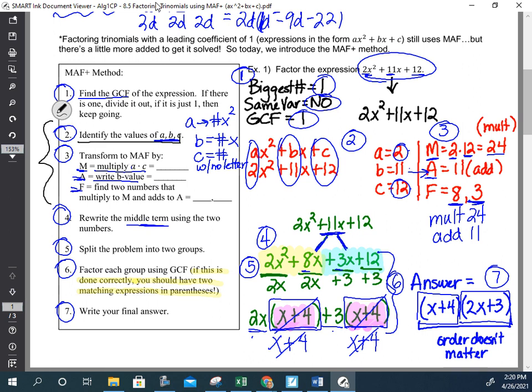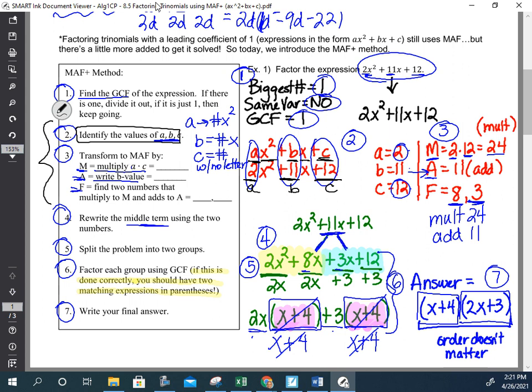So, identify the values of A, B, and C. So A, B, and C are the numbers in front of those variables. A is whatever number is in front of x squared. So if you have 2x squared, that means A is equal to 2. B is the number in front of x. So 11x means 11 is your B value. C is the number that doesn't have a variable attached to it. So C is equal to 12.